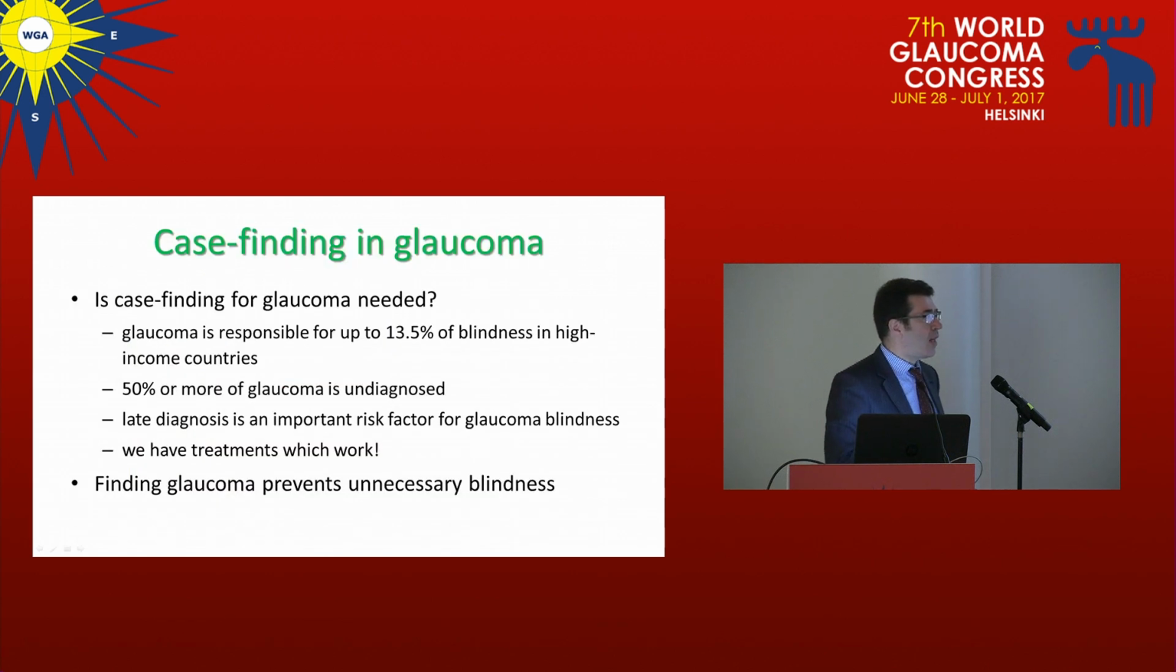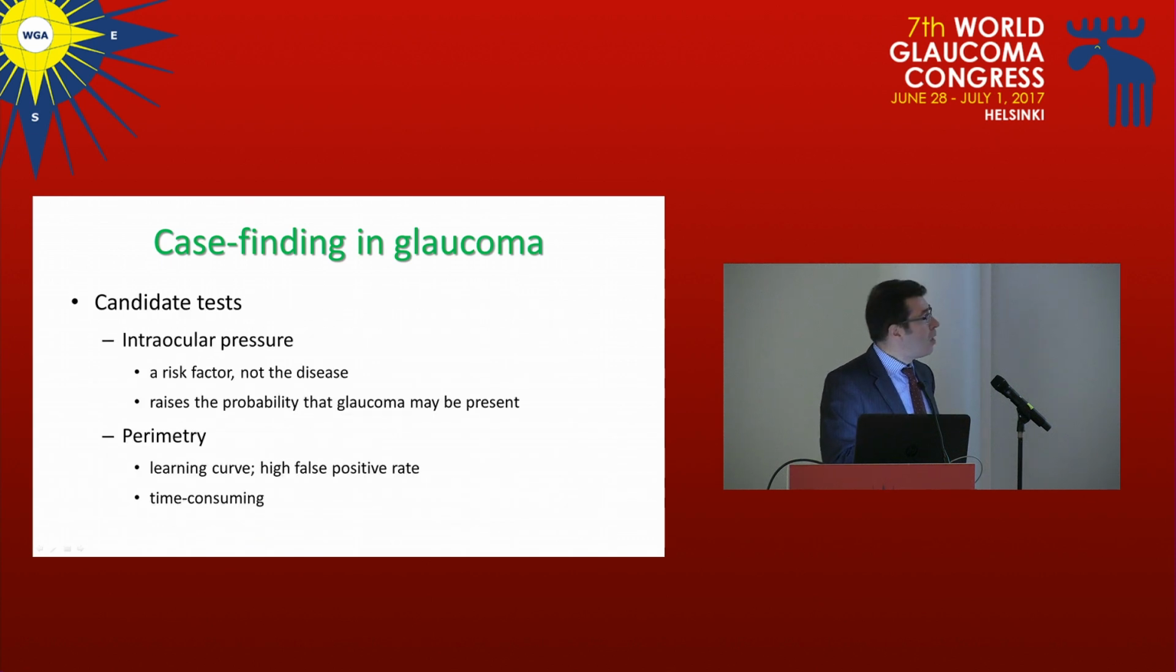So when we're thinking of case finding or screening, we need to, first of all, decide whether or not it's worthwhile. And it's obvious in glaucoma that it is worthwhile because it's an important cause of blindness. There's a lot of glaucoma that's undiagnosed, and we know that late diagnosis is a risk factor for glaucoma blindness, and we have treatments which work. So finding glaucoma early will prevent unnecessary blindness. So what are the candidate tests for case finding?